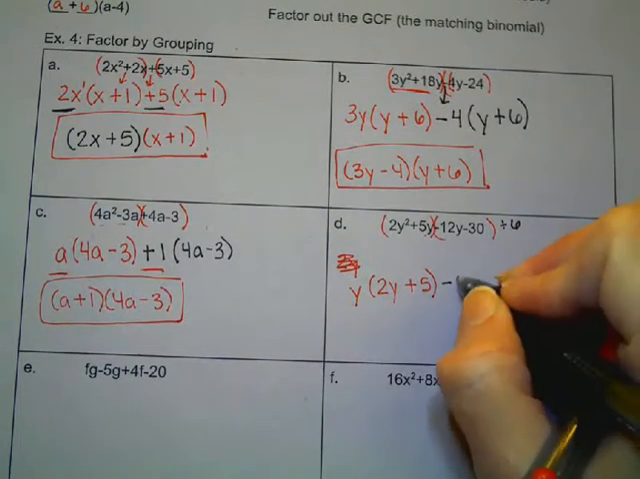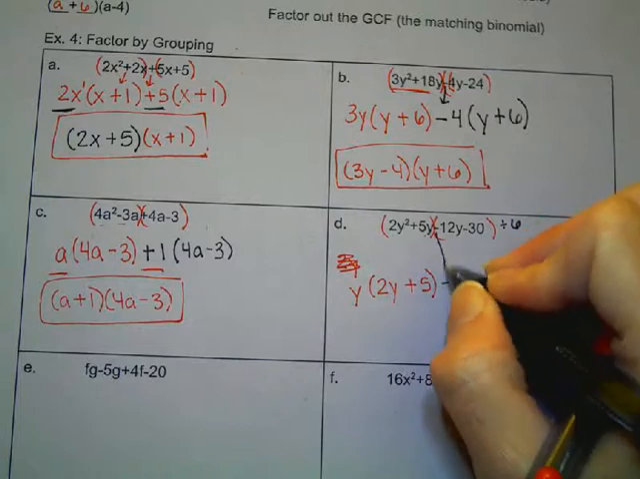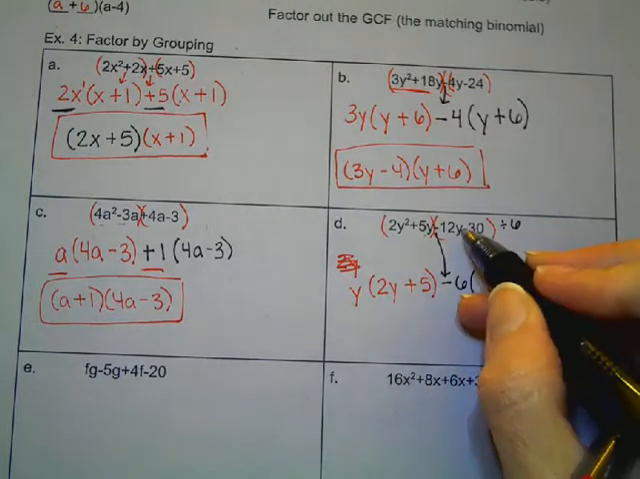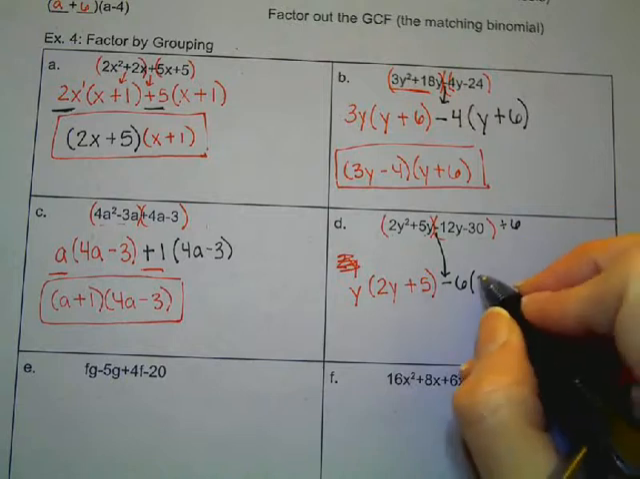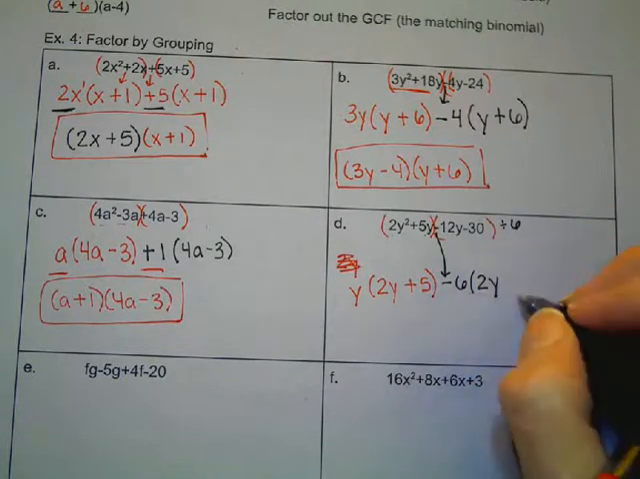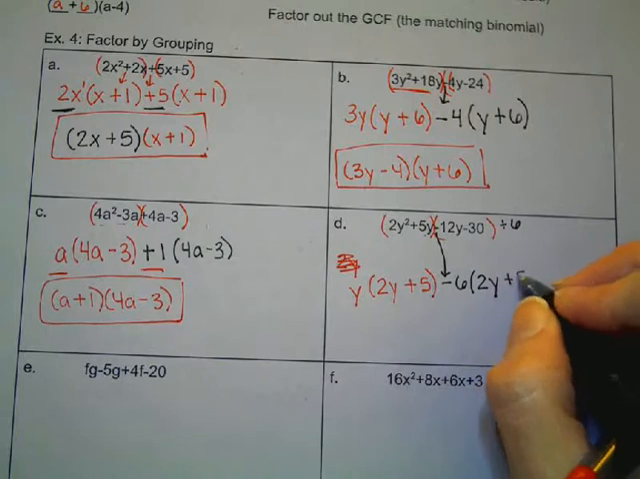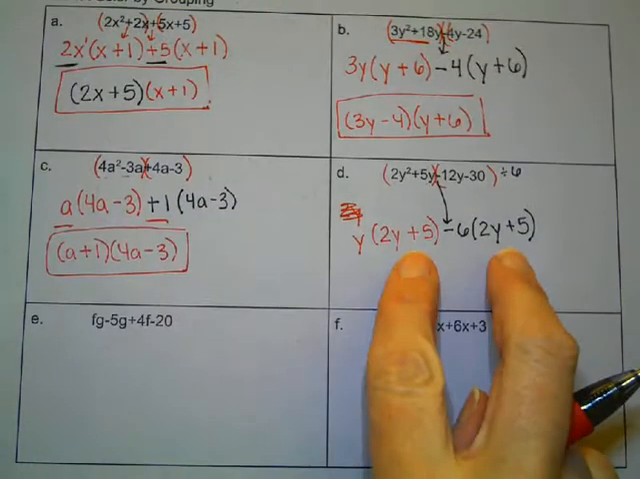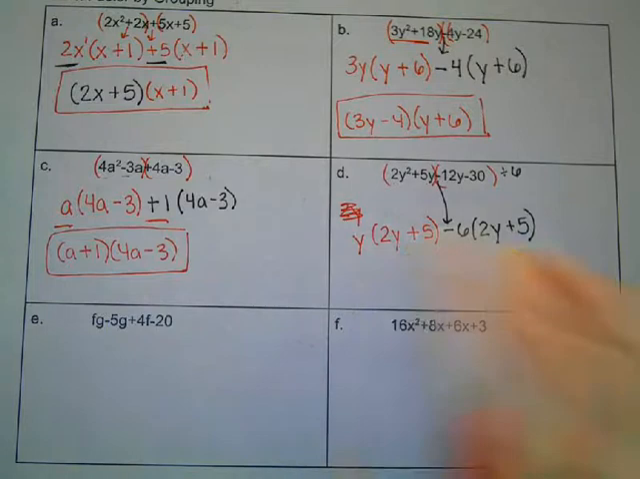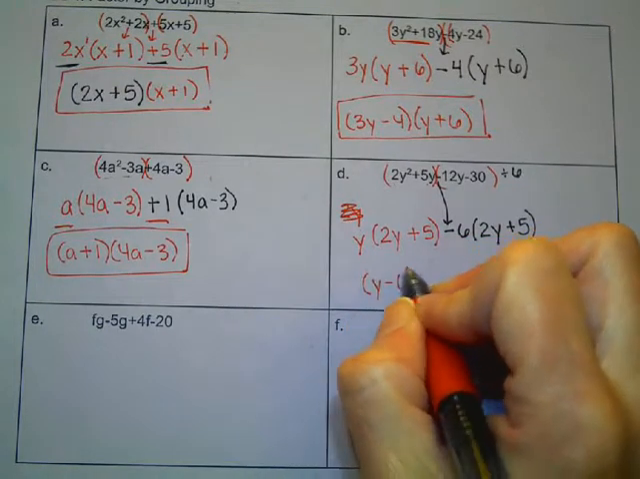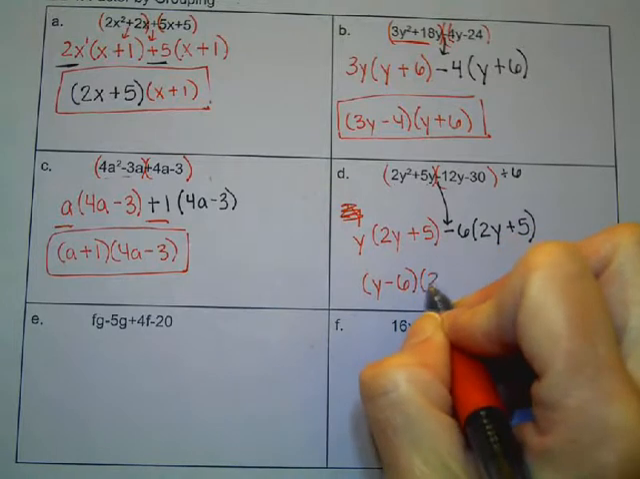So negative 12 divided by negative 6 is positive 2y. Negative 30 divided by negative 6 is positive 5. Again, I know I was on the right track because my two parentheses came out exactly the same. So your answer is, writing things at the beginning, y minus 6 times 2y plus 5. Your answer is both parentheses.